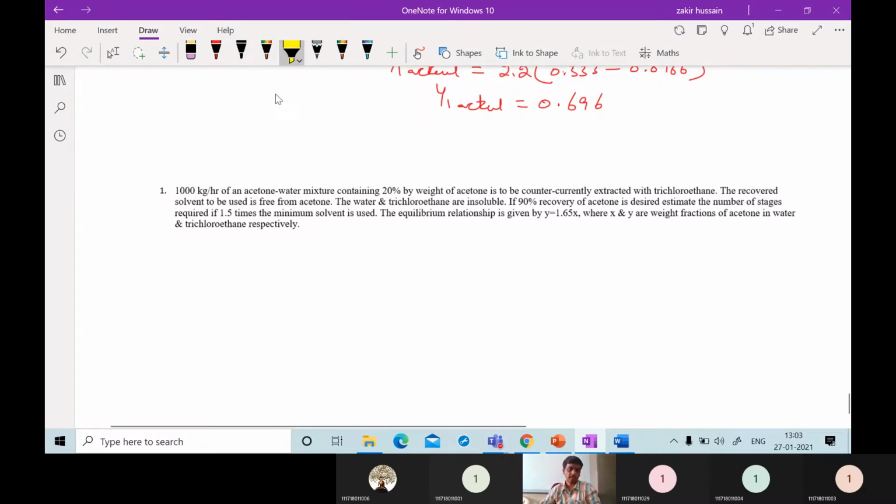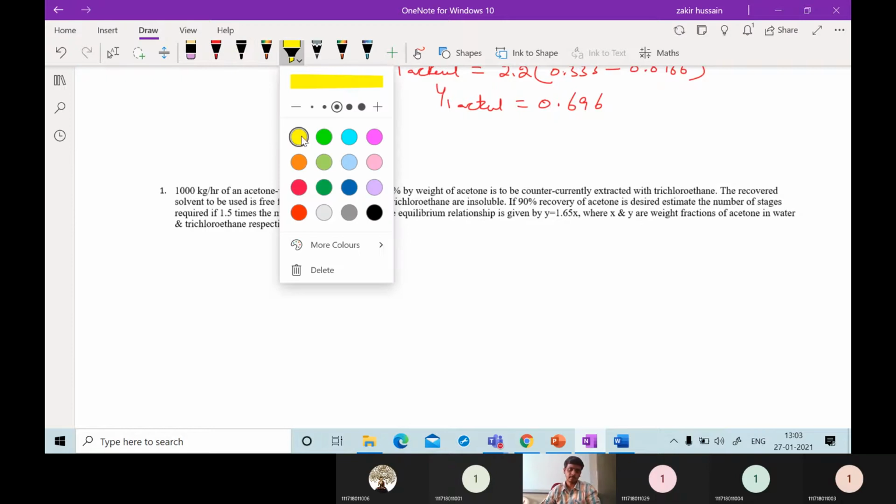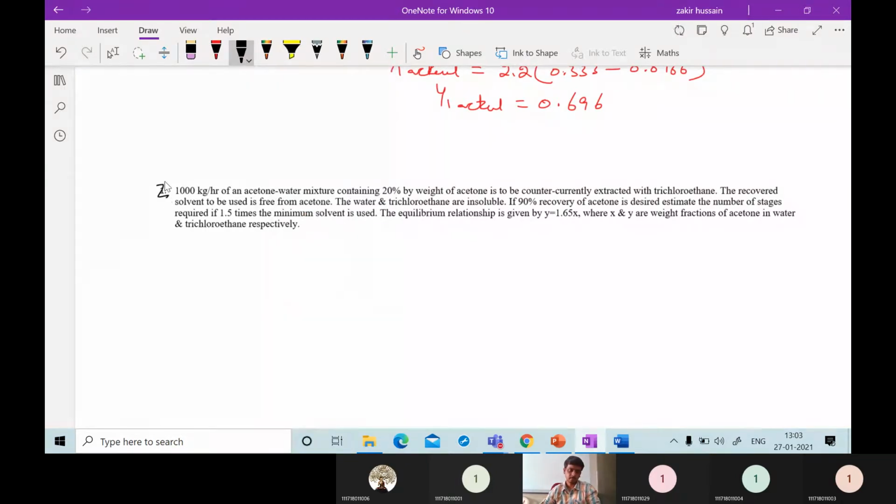Here the problem is also a counter current problem. This is problem 2. 1000 kg per hour of an acetone-water mixture, containing 20 percent by weight acetone, is to be counter currently extracted with trichloroethane. Trichloroethane is used to extract acetone counter currently.